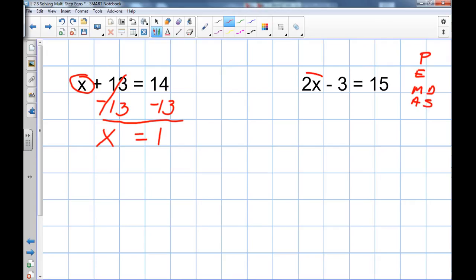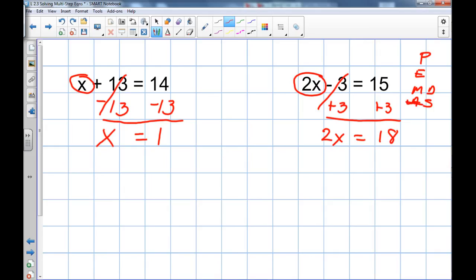So here's the variable. We're going to work through the order of operations in reverse and look for any addition and subtraction. There's a subtraction or a minus 3, so we do the opposite and add 3. What you do on one side, you do on the other side. And there's the first step. So minus 3 and plus 3 cancel. You're left with 2x. And 15 plus 3 equals 18.